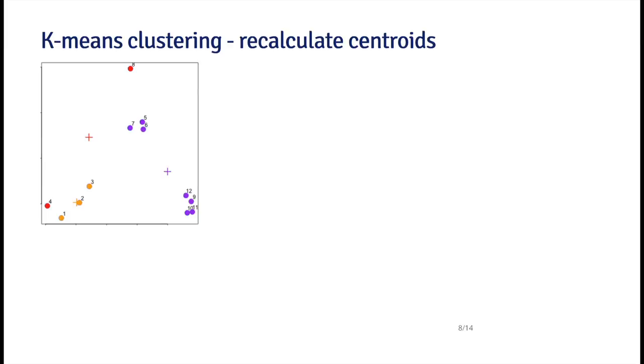Now we have the cluster definition, and every point is assigned to a cluster. We can recalculate the centroids, for example by taking the mean of each cluster. Now you can see that the purple plus has moved slightly to be in the middle of that cluster. The red plus has moved a little bit to be in the middle of its cluster, and the orange one is now in the middle of the 3 orange dots. So the cluster centroids get recalculated.